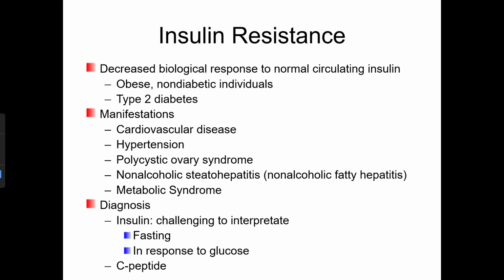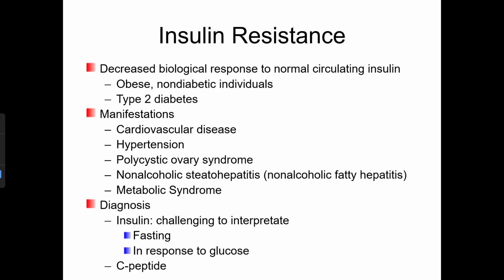The manifestations include cardiovascular disease, hypertension or high blood pressure, polycystic ovary syndrome, so lots of cyst forming on the ovaries, non-alcoholic steatohepatitis, or non-alcoholic fatty hepatitis. So steato refers to fat, so that's why in the second term they put that term fatty in there. But non-alcoholic fatty liver disease is not caused by alcohol. It's some other cause that's causing fatty tissue to accumulate around the liver. That is irreversible damage to the liver.